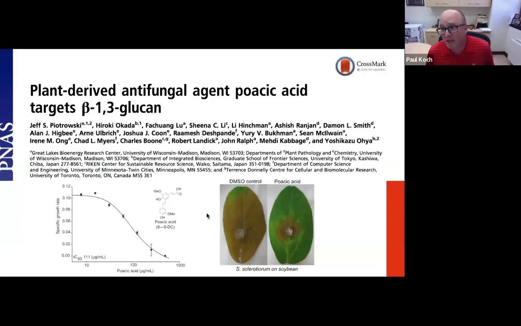Well, this is the paper that describes the discovery of the compound. So if you really want to learn more about the compound itself, I would recommend going and reading this paper, Piotrowski et al. A group of researchers, many of them based at UW-Madison within the Great Lakes Bioenergy Research Center. And what they were doing as part of the research was screening a bunch of compounds for antifungal activity.